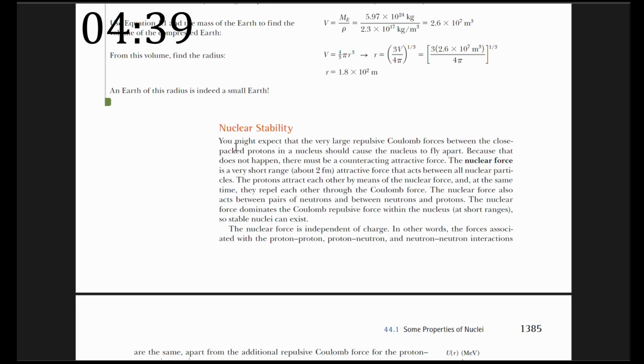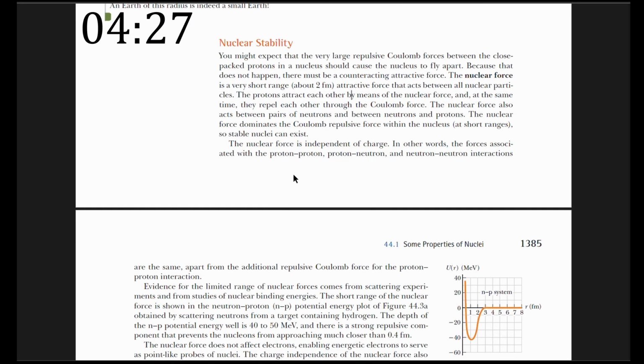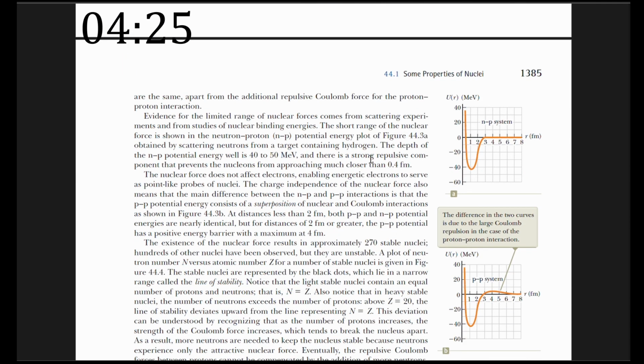Nuclear stability. What does this mean? I see the nuclear force is a very short range, about 2 femtometers, attractive force that acts between all nuclear particles. Okay, we're not going to read that. Nuclear stability, nuclear force, and then a small distance here. Look at this graph. This is the graph that I took a look at in the previous few chapters. It looks like something like this. It's energy here as a function of distance.